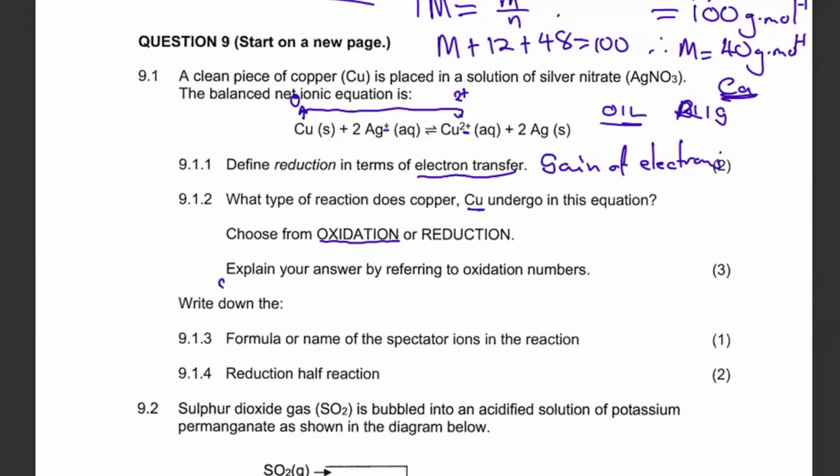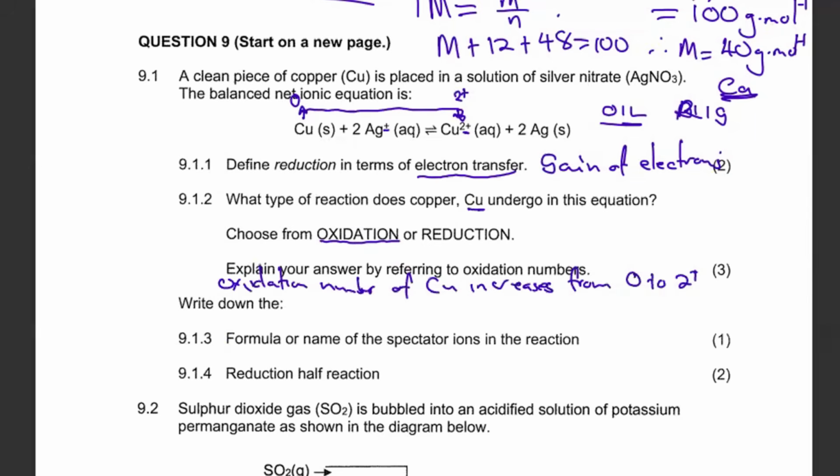So the explanation is that the oxidation number of Cu, which is your copper, increases from 0 to 2 plus, or plus 2. So that's how it increases. It started with an oxidation number of 0, and ended with an oxidation number of 2 plus. That's how we know it underwent oxidation.